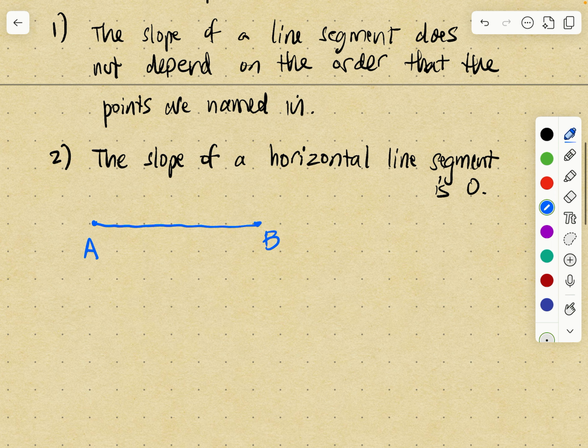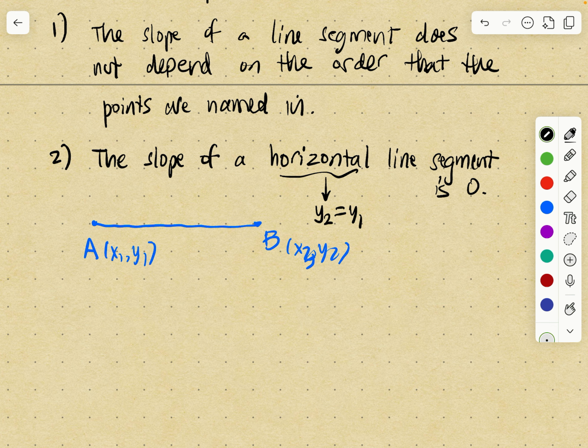Well, what's going on here? A is your x1, y1, B is your x2, y2. Since this line segment is horizontal, it's not going up or down, what does that tell you about y1 and y2? They're the same, right? They're the same y coordinate. So this tells me that y2 is equal to y1.